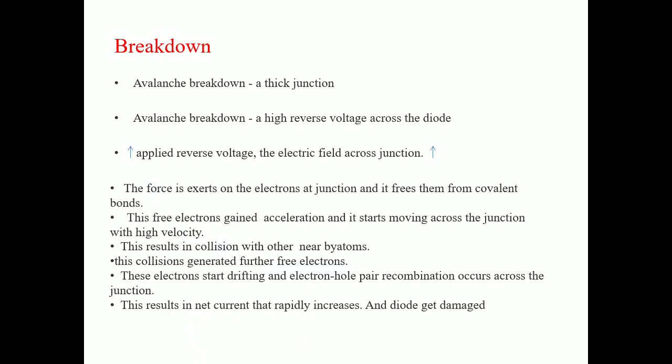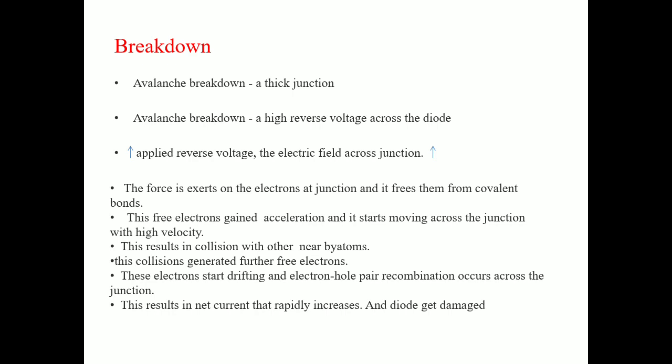Next, another important concept to be aware of is breakdown. What does breakdown mean? If you increase the reverse voltage of the PN junction in one direction, the device breaks down and the current increases. That is avalanche breakdown. It occurs in a PN junction with a thick junction, under a high reverse voltage across the diode.